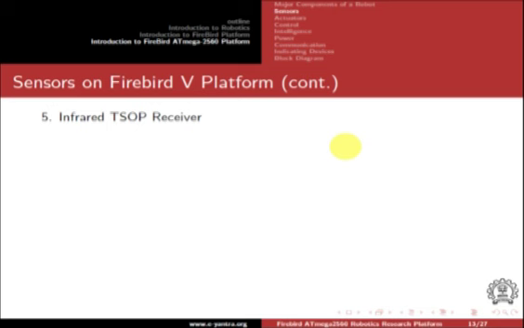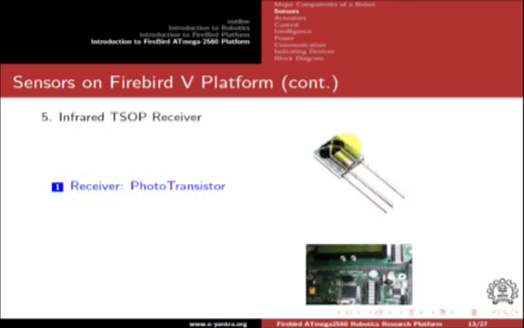Next we have the infrared TSOP receiver. This sensor is used when you wish to control the robot using a TV remote control. The remote has IR LEDs and this sensor has a phototransistor. So when you press a button on the remote, that can be received by the robot using this TSOP receiver. We are using TSOP 1738 on the platform. On the Firebird V platform, one TSOP sensor is present. The position for the sensor is as shown in the figure.